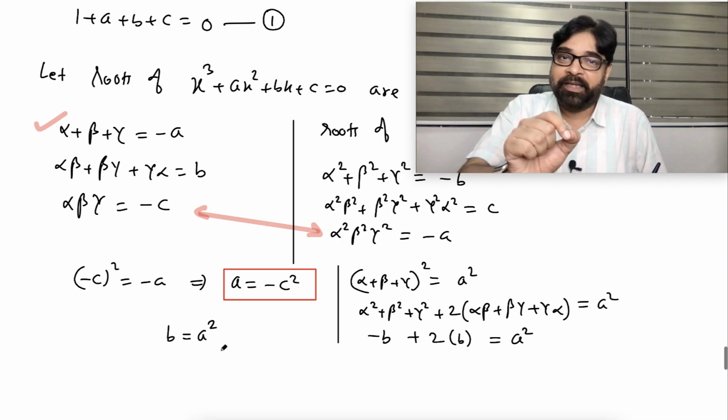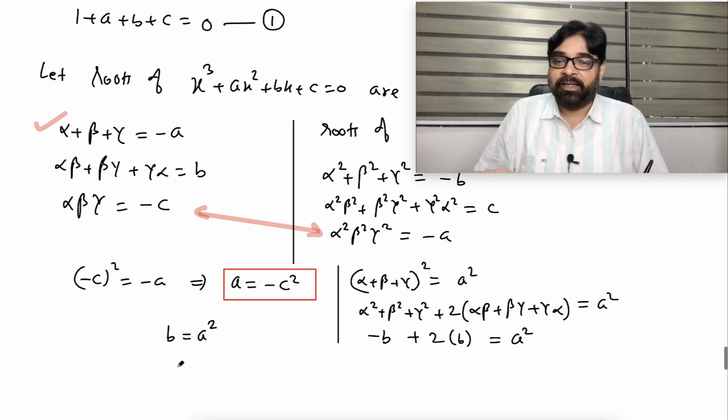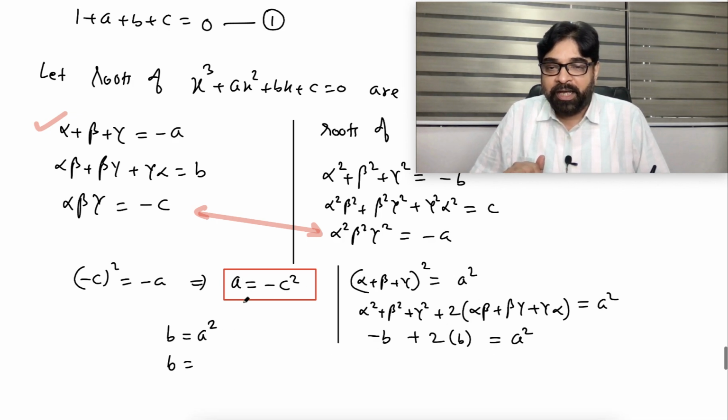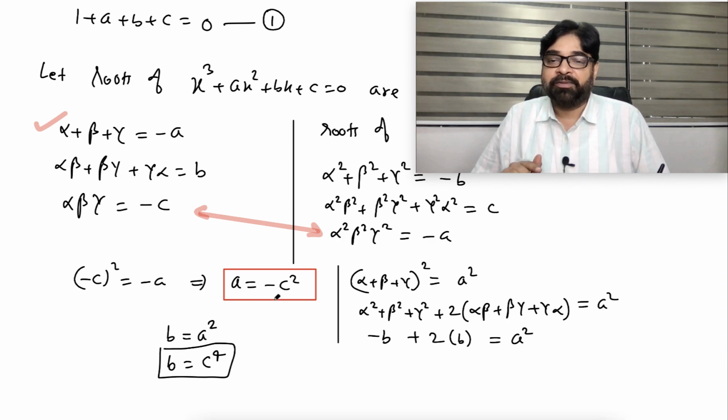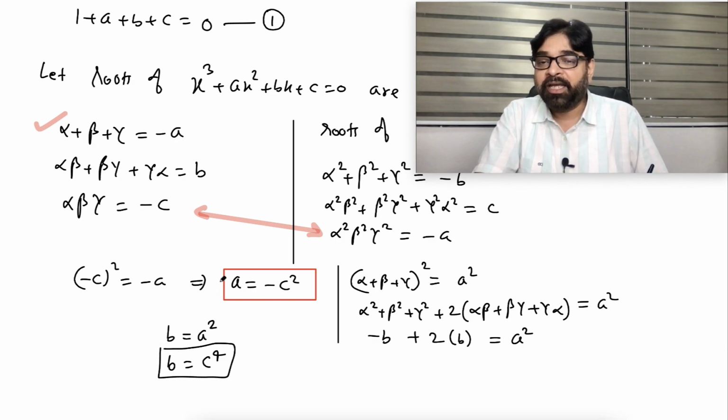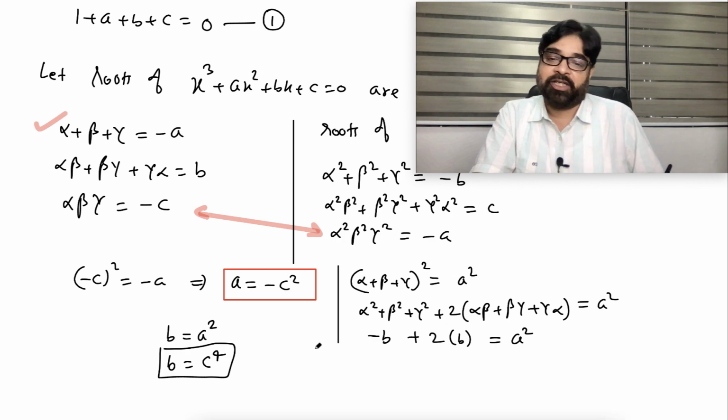But I want everything in terms of one variable. We see b in terms of a, a in terms of c. So why not get b also in terms of c? b equals a square, and a square will be c power 4. Yes or no? Now your b value is also ready in terms of c, and the a value is already in terms of c. Both I am putting in the first equation.